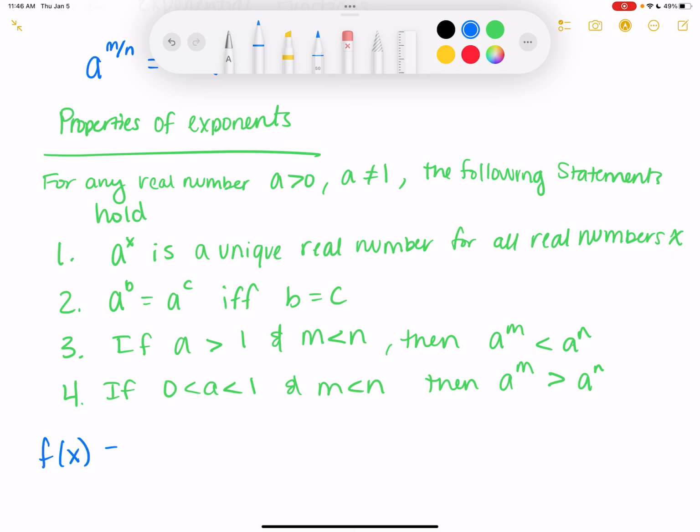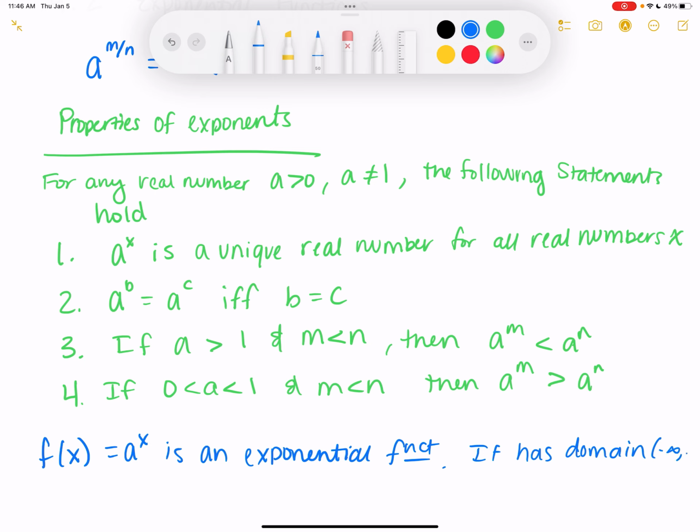f of x is equal to a to the x is an exponential function. It has the domain negative infinity to infinity.